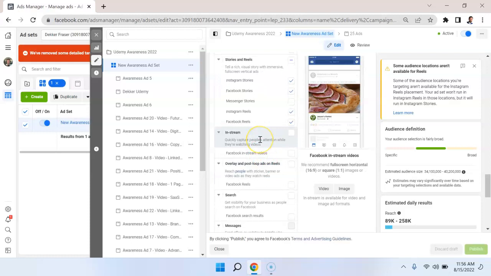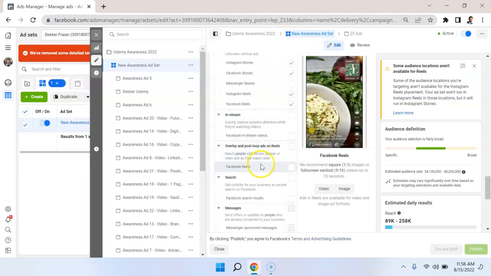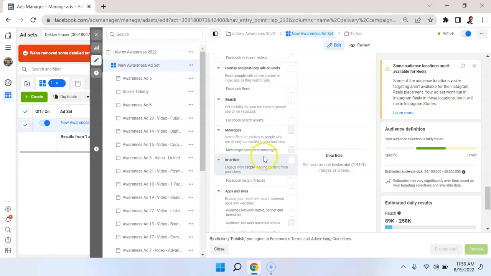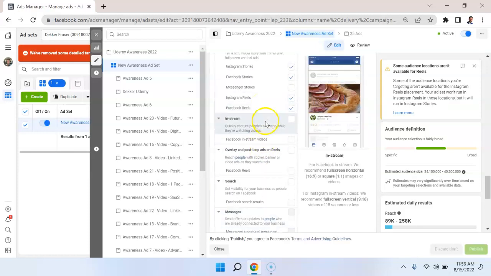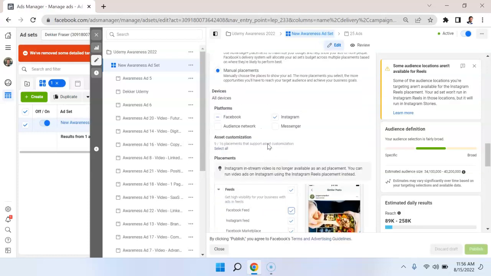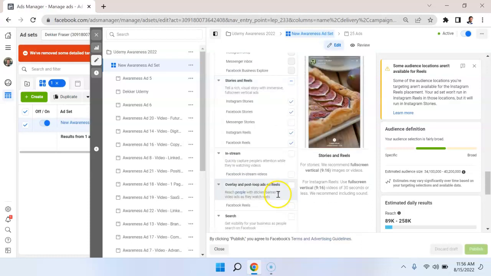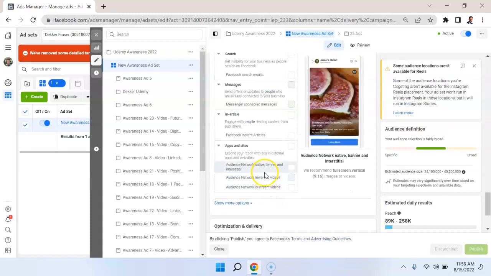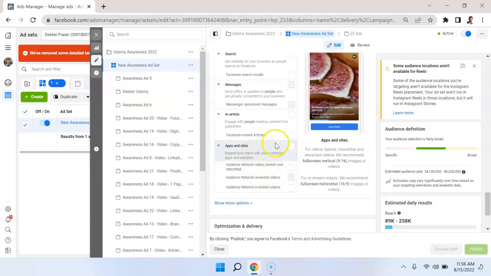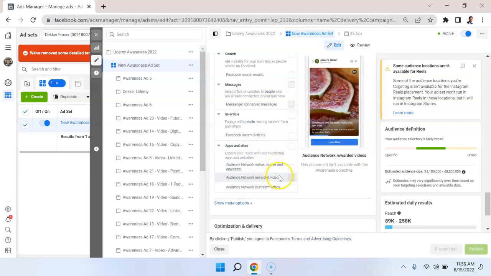Now you can make decisions of whether you want in-stream videos, you want overlays, whether you want to show up in search or messages or in articles. A lot of these I opt out of, but this isn't necessarily empirically established that you need to omit these. Something that I would be very conservative about, however, is the app sites. Very often, you're probably going to want to omit this, and an indicator of that would be looking at things like an exaggerated click-through rate, suggesting those placements are garbage.